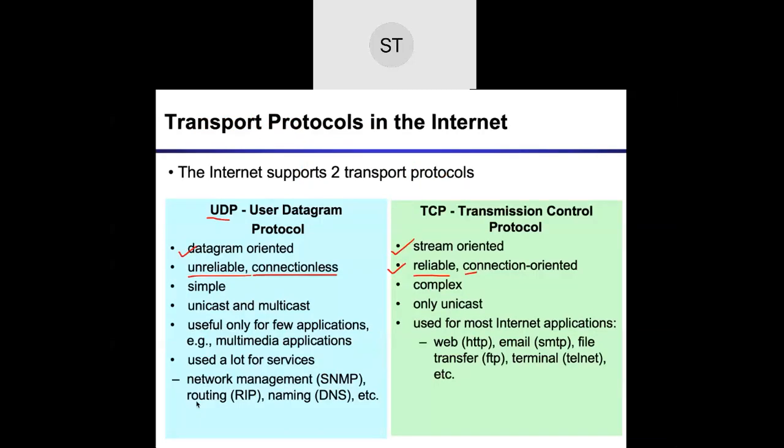Here, as multicasting is supported by UDP, it is used by multimedia applications. Other protocols which we want to study, RIP, SNMP, DNS, are taking the services of UDP, whereas HTTP, mail, telnet, all these are using the services of TCP. Means all these applications are connection oriented, and these are not.